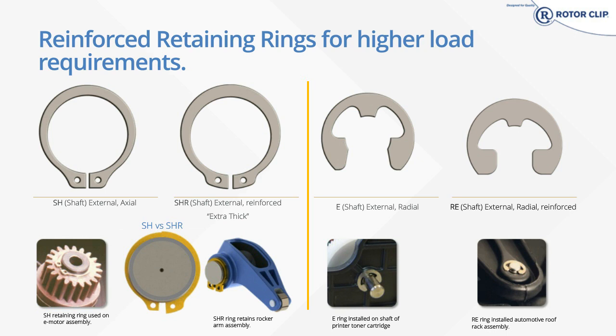Likewise, on the right, we have our E-ring followed by our RE ring. The E-ring is a radially installed ring. The RE ring is the reinforced version. The RE ring is actually the same thickness as the E-ring, but the beefier sections provide higher RPM limits and also higher thrust loads.